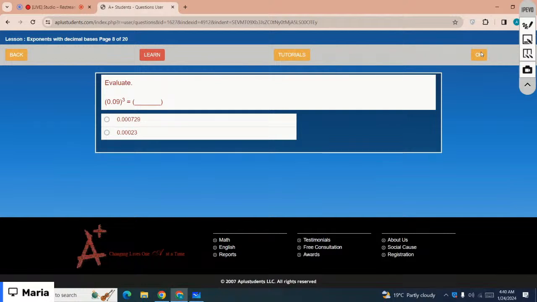The next one is evaluate 0.09 cube. You have two decimal places in the question. Cube means you need to multiply 3 times. So 2 plus 2 plus 2, 6 decimal places. Answer must have 6 decimal places. Which is the correct option?